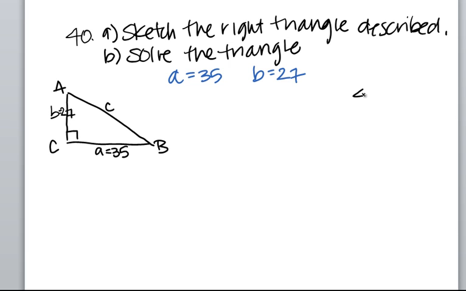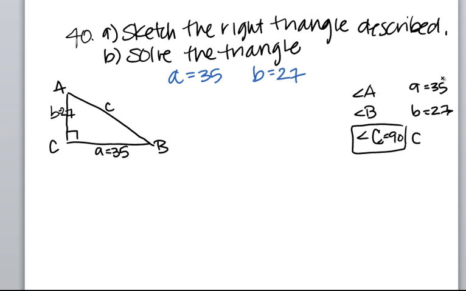So remember that you should make your little box with angle A, angle B, angle C, and then little a, little b, and little c for your sides. And I know that little b is 27, and little a is 35, and I know that angle C is 90 degrees, right? So this is what's been given to me. And I'm going to mark that.